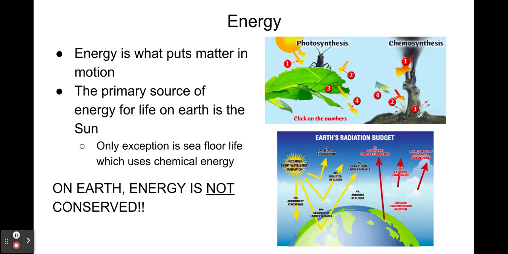Energy is not like that. Energy is not conserved. There is constantly energy coming in through the Earth's atmosphere, and it's solar energy for the most part. We have solar energy coming in, and we're also losing energy all the time. We lose a lot of heat energy and infrared energy. So we lose a couple different types of energy that can radiate out of the Earth's atmosphere.